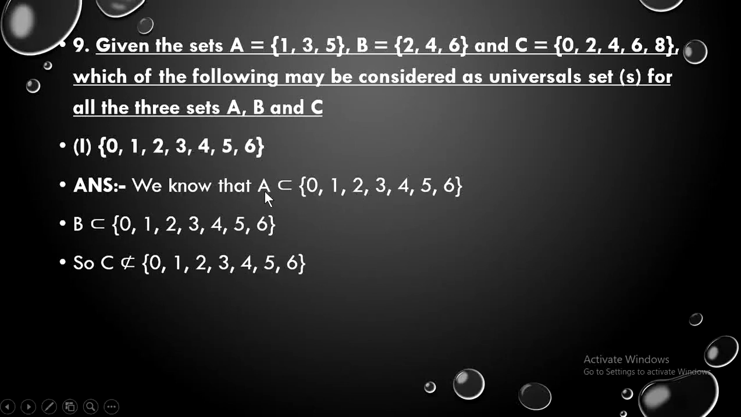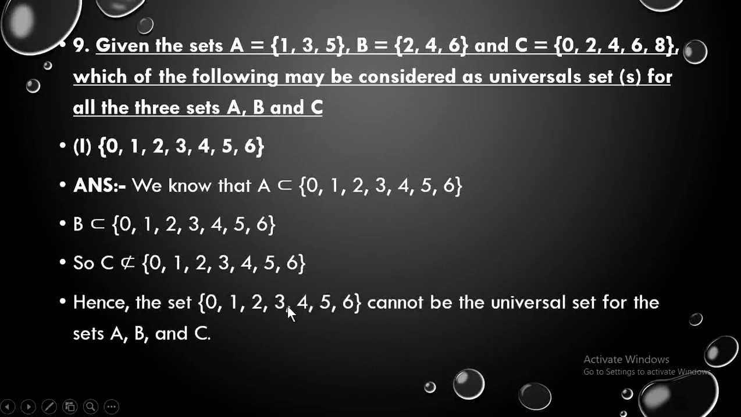Now first you can see A. A is a subset of this. That means the elements of A are present in this. Then B is also a subset of this set, which means the elements of B are also present. But C is not a subset of this set. You can see here 8 is there in C, but 8 was not there in this. So C cannot be called a part of this set. So this cannot be called a universal set, because if it was a universal set, it should have all the elements which might be present in A, B or C. So this cannot be called a universal set for all the three sets.